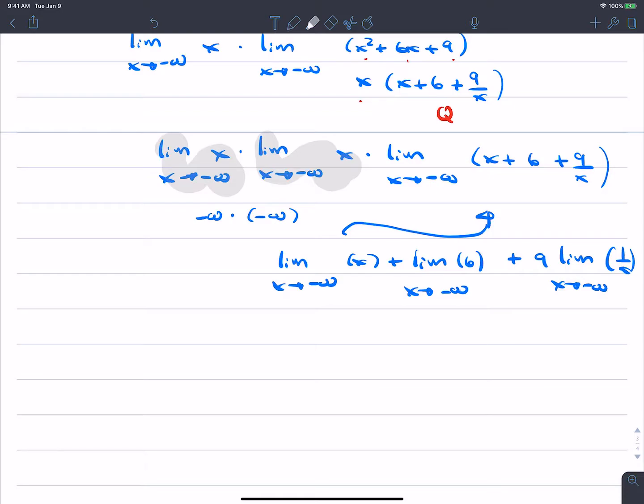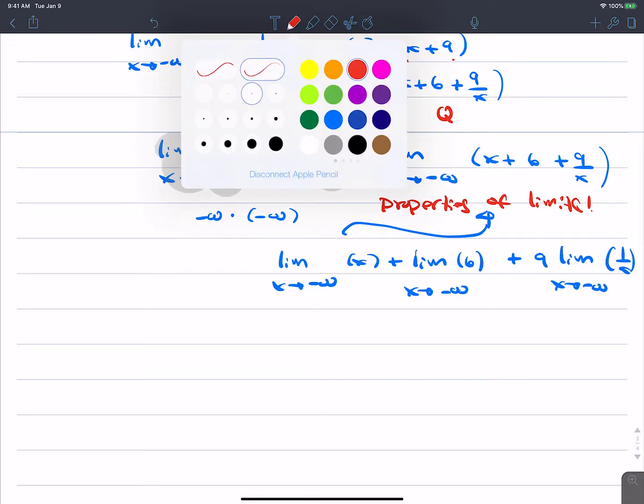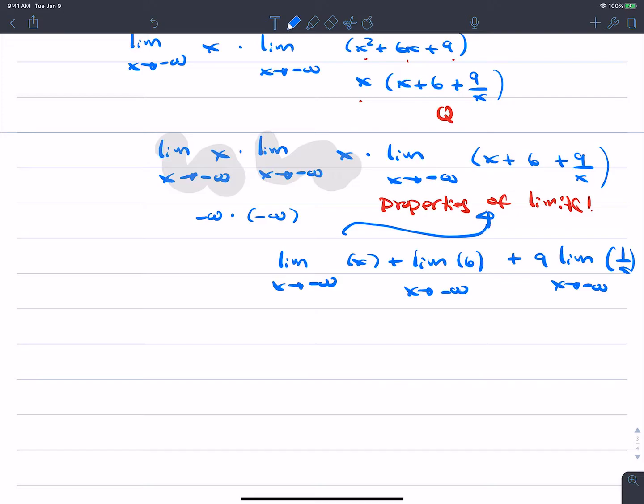So, I want to put in words here. We use what? These are properties of limits. So, by properties of limits, let's see what we get. Don't we get negative infinity plus 6 plus 9 times 0, because of the fact that this limit over here is going to be what? 0. So that's kind of gone. I could get rid of that.